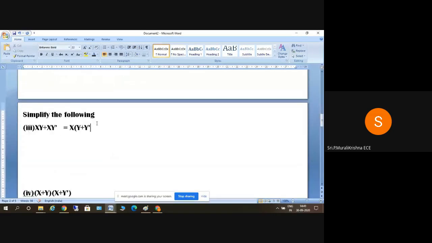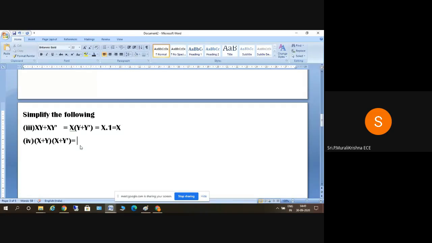Okay, and next we'll see this, the xy plus xy bar. Take x common. So y plus y bar is equal to 1. So x into 1, that is equal to x here. So that is the first simplification.